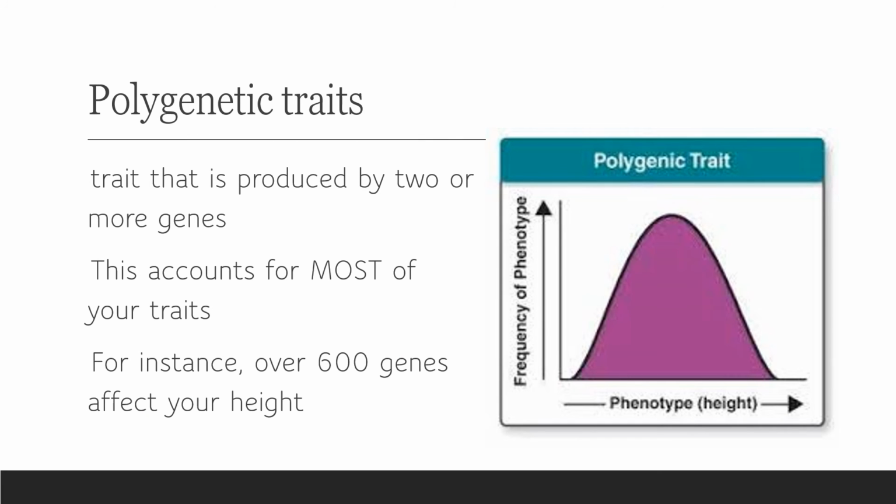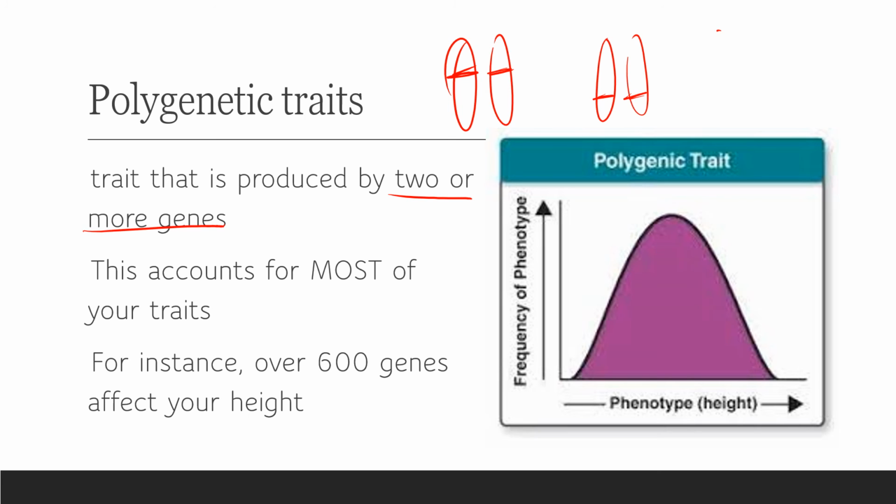All right. Finally, we have polygenic traits. Polygenic traits can be produced by 2 or more genes, which means you have a chromosome and this gene codes for it, and over on this chromosome, this gene codes for it, and this chromosome, this gene codes for it. So you have multiple genes interacting. This is going to be most of your traits.